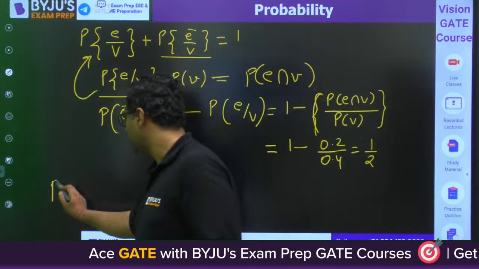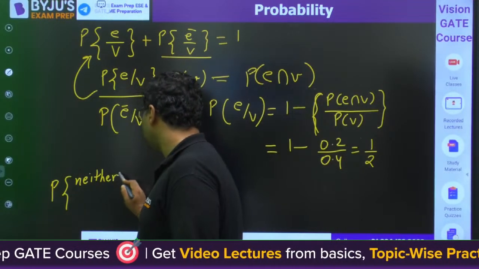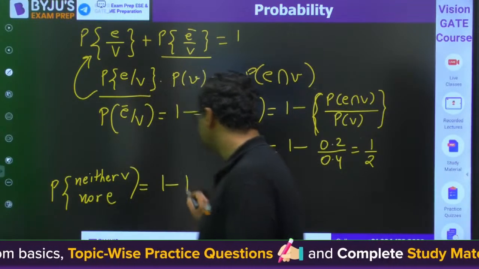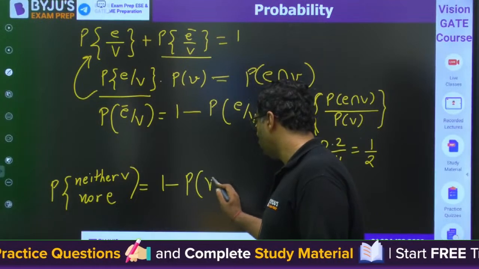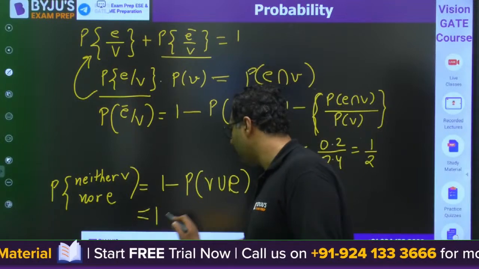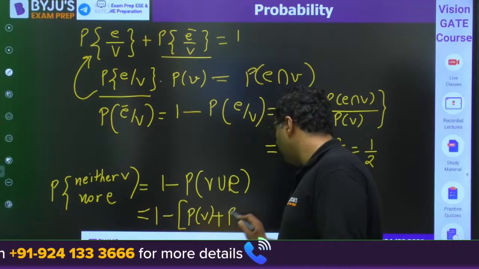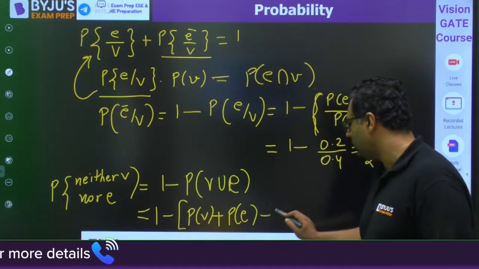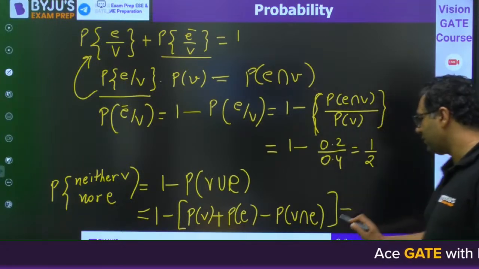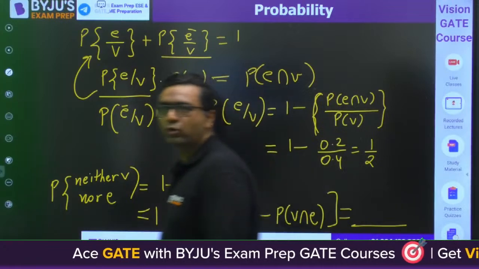He is neither voter nor educated. It is 1 minus probability of voter union educated. 1 minus probability of voter, probability of educated. Very easy, yaar. This is the formula game.